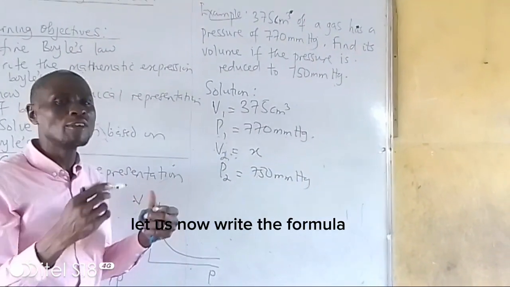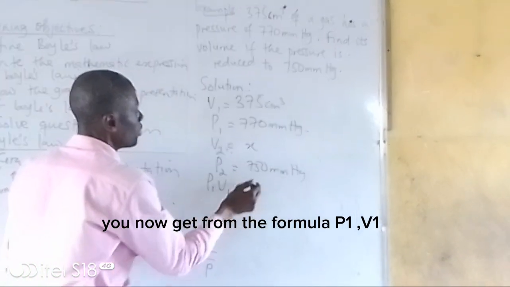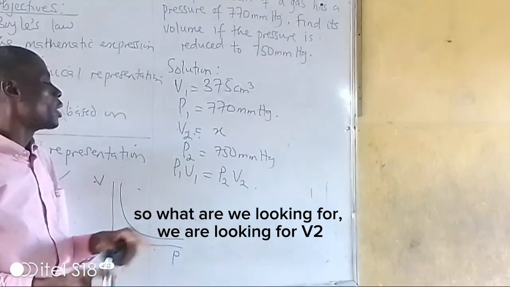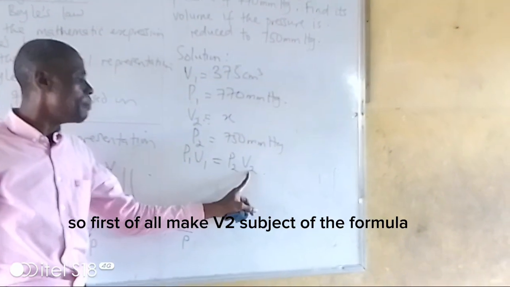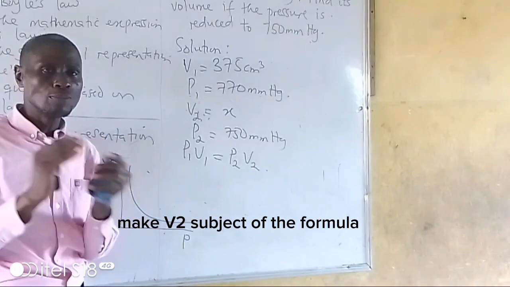Let us now write the formula. We take from the formula P1 V1 is equal to P2 V2. What are we looking for? We are looking for V2, the final volume. So first of all, make V2 the subject of the formula.